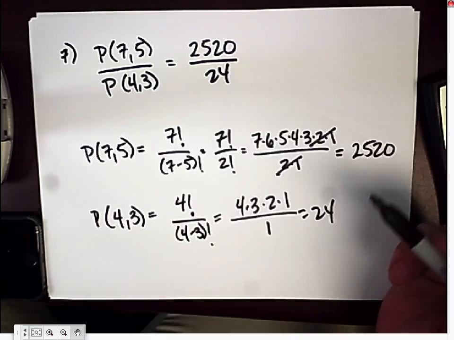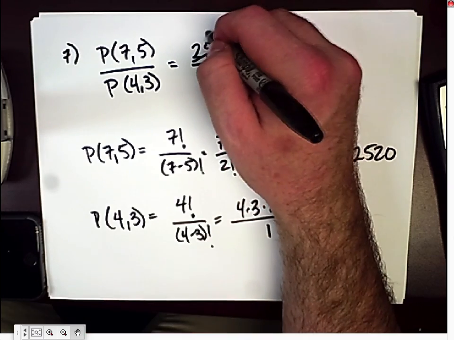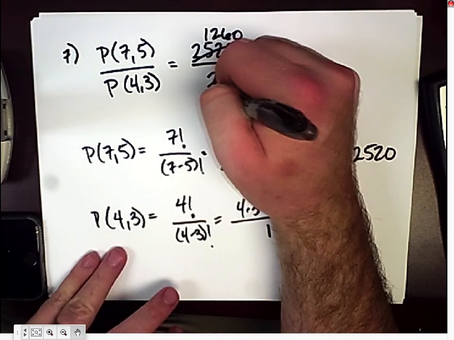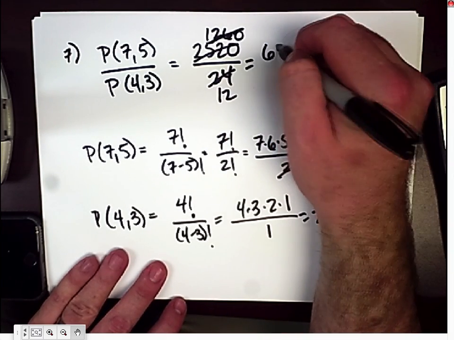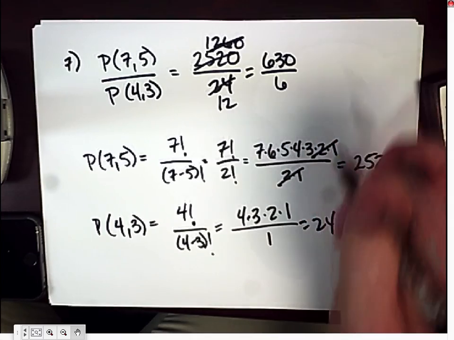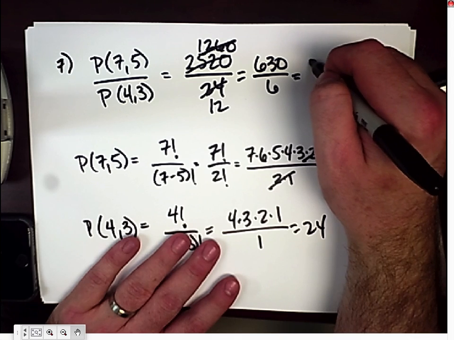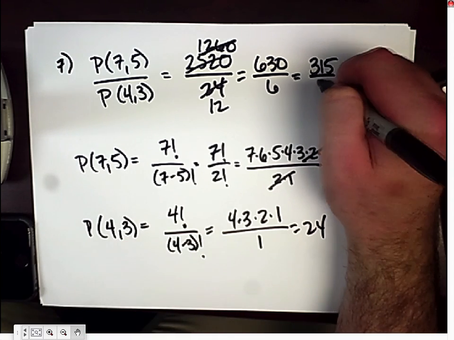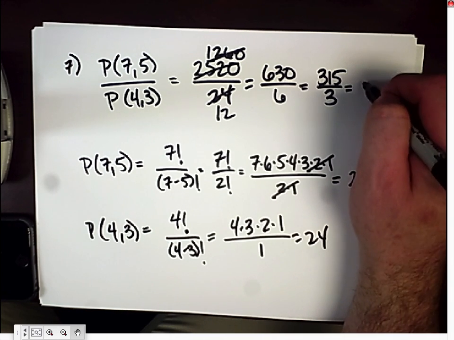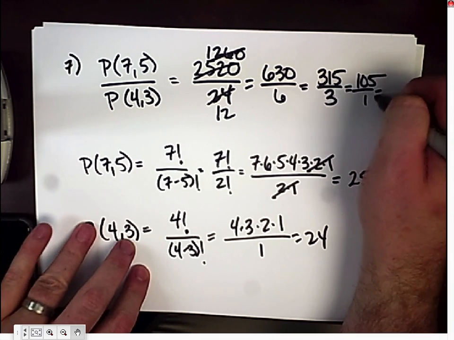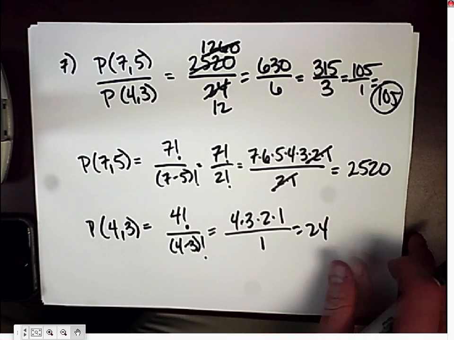Then you just reduce this fraction, okay? 2 goes into both of them. 1,260 over 12. 2 goes into both of those. 630 over 6. 2 goes into both of those. 315 over 3. And 3 goes into both of those. 105 over 1, which is 105. All right?